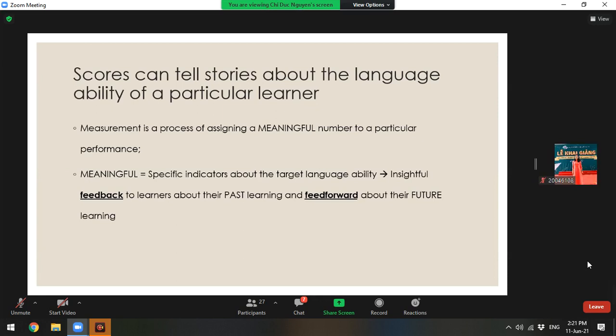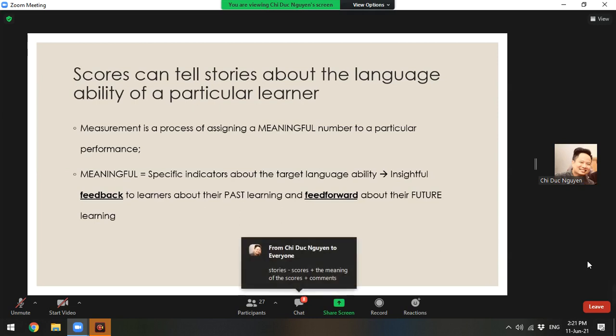Okay. So from that, I would like to link between the three main components in order to build up the story about the language ability of a particular learner. Yeah. So the story is going to be something that we should have here. The first one is about their scores. The second one is about the meaning of the scores. And after that, we have some kind of comments.